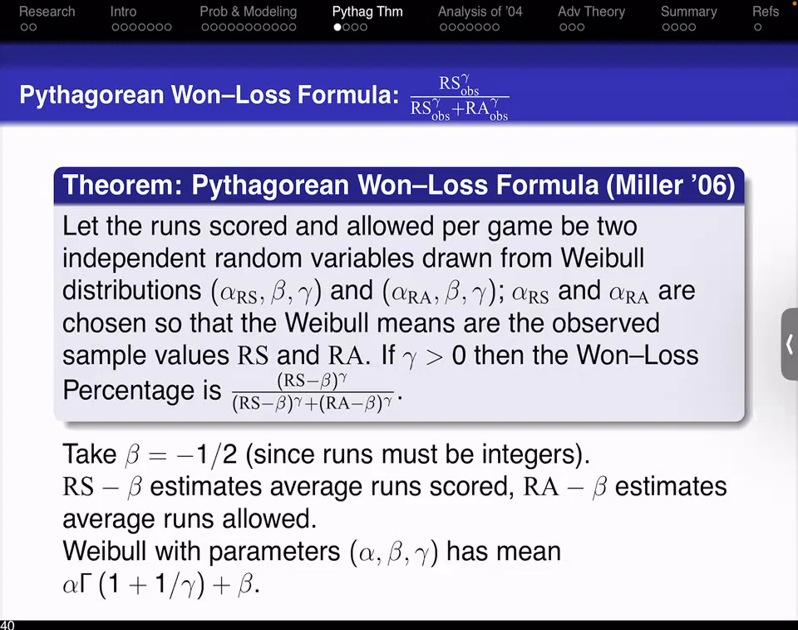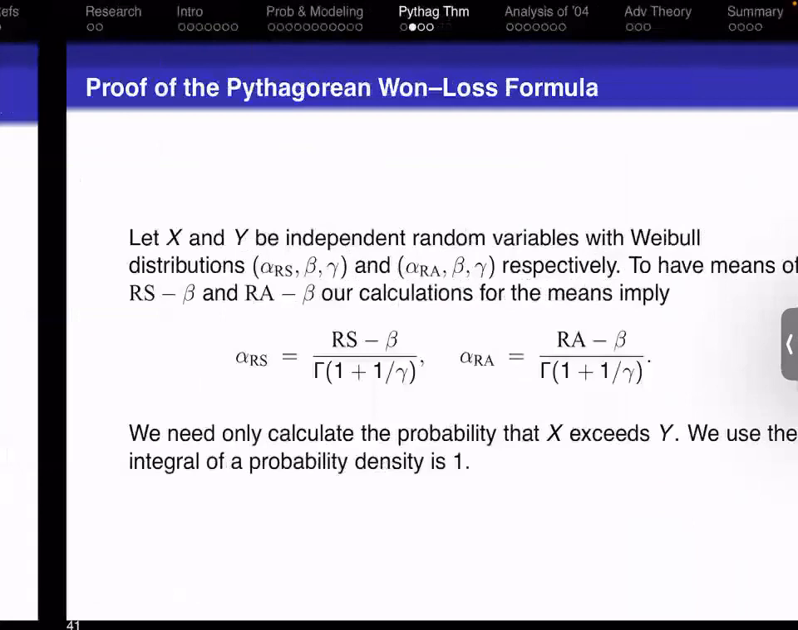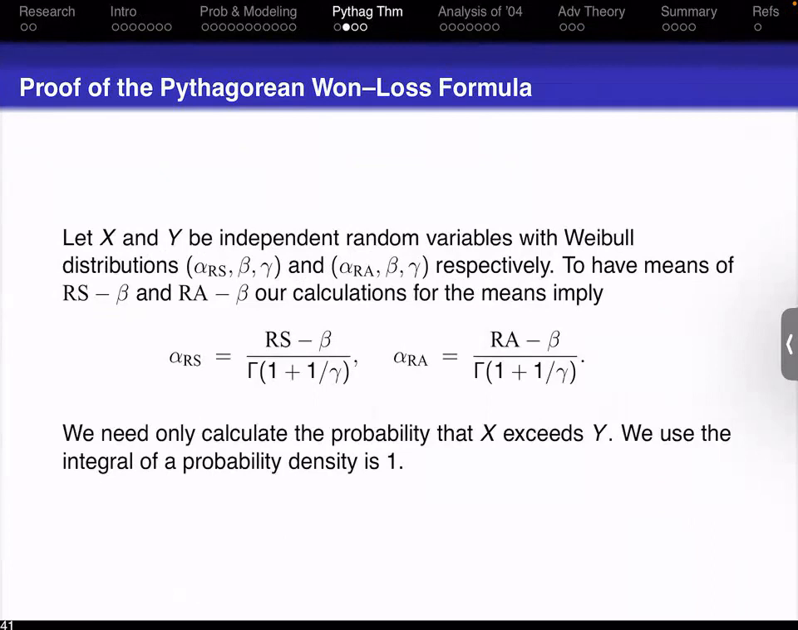Then the next bin goes from 1/2 to 1.5. 1 is right in the middle. So it's very natural to take beta to be negative 1/2, just so that our scores are right in the middle of the bins. Well, if I give you my average runs scored and average runs allowed, I can actually figure out what they are in terms of my parameters.